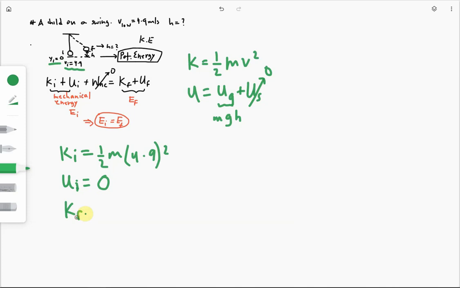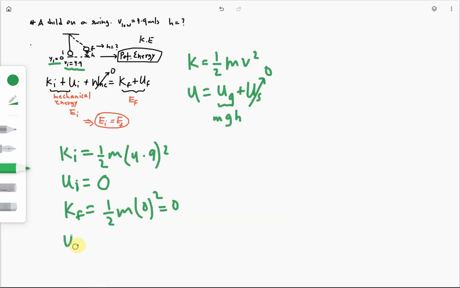Alright, now let's move on to the final or the right side of the equation. What is K final? It is 1/2 m speed squared at the highest point. So at the highest point we know from kinematics or projectile motion that at the highest point, before coming back down, objects go to instantaneous rest. So the speed at the final point is 0. So kinetic energy final is 0.